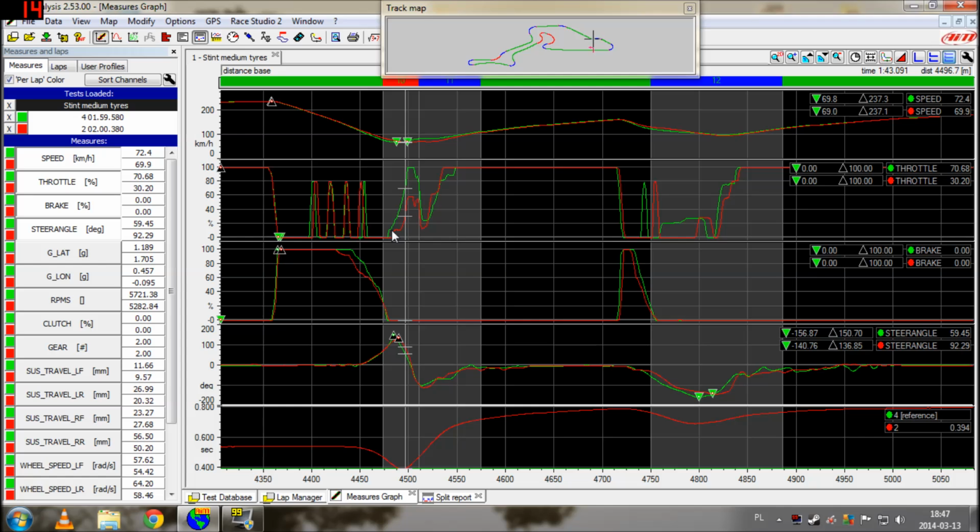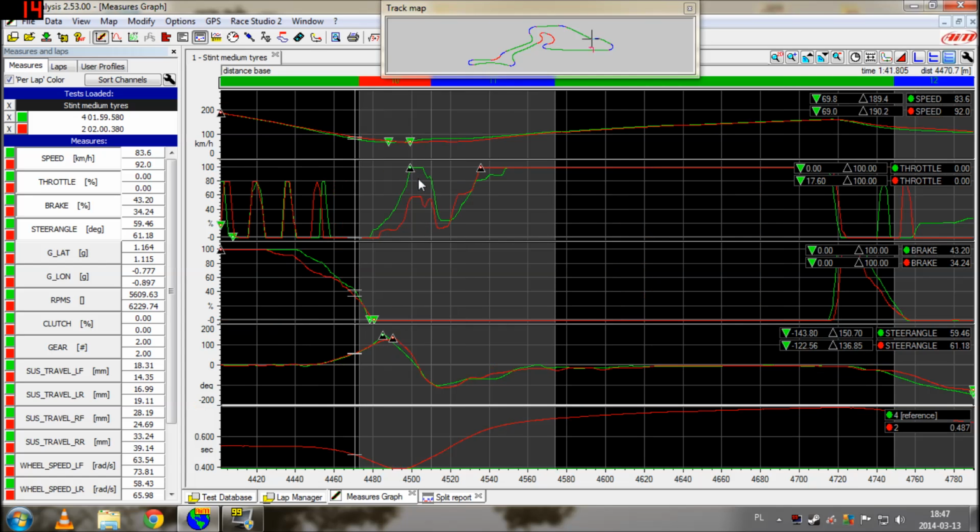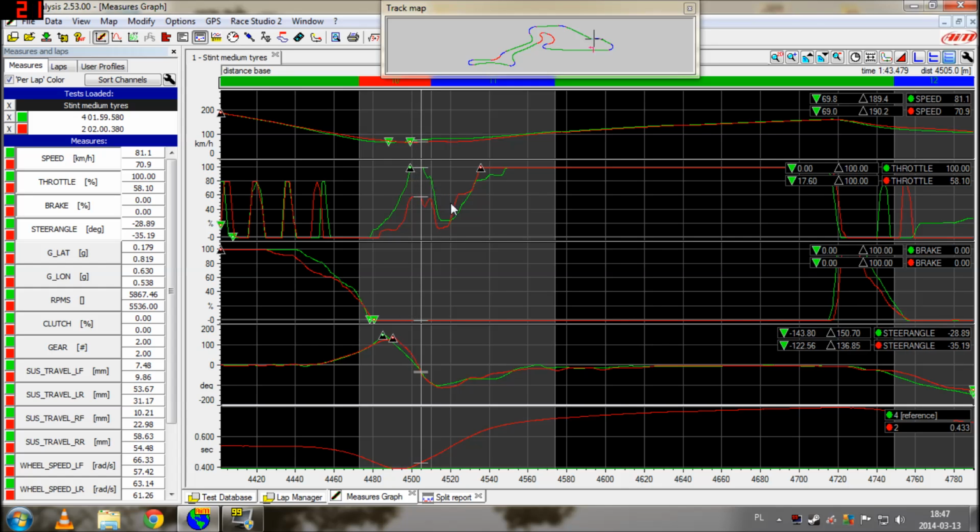I mean, applying the throttle between the left and right chicane for a second, and you can spot it here that on the quicker lap I was flat out for just a couple of meters between the curbs, okay, and on the red I wasn't. I was only 58% on the throttle there, and that's why. Plus, of course, here this is the bump, the curb on the right.